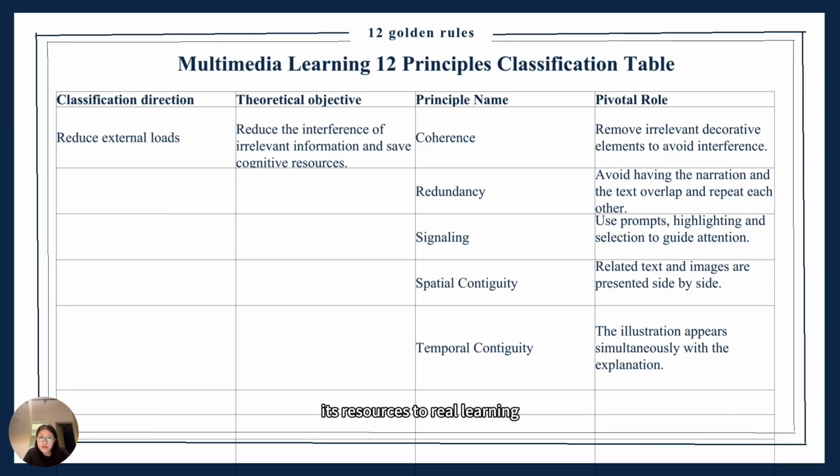The core task is to eliminate distractions and reduce noise so that the brain can allocate its resources to real learning. The principles include coherence, remove decorative elements to avoid cognitive noise; redundancy, avoid the repetition of the same content by the subtitles and the narration; signaling, use annotations, borders, and colors to highlight the key points of the structure.